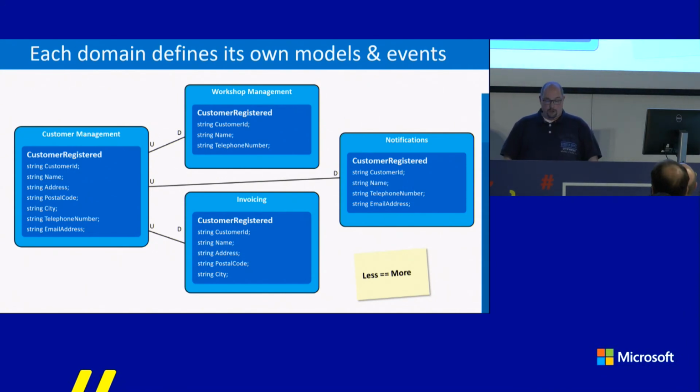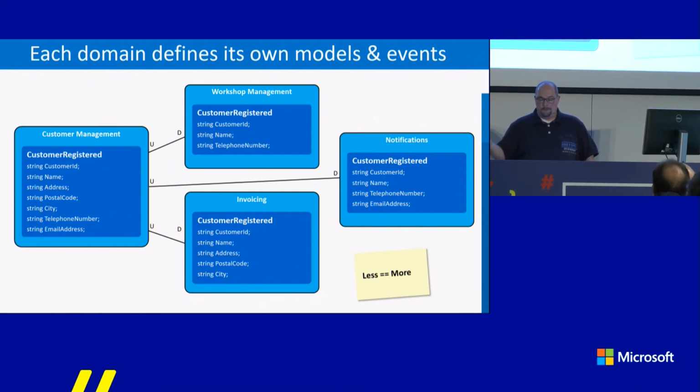So for instance, a customer management domain has a customer registered event, and it has all kinds of data. Like I said, this is a simple application, so it's not a lot of data, but you could plot this on another domain. And the workshop management microservice is interested in this event, but only the customer ID, the name of the customer and his phone number. Because when I'm working on his car and I need to call him, oh, okay, you only want me to change the front tires, but the rear tires are very bad too. Do you want me to check that? I need his phone number, but I don't need his address because I'm not going to drive to his home or whatever.